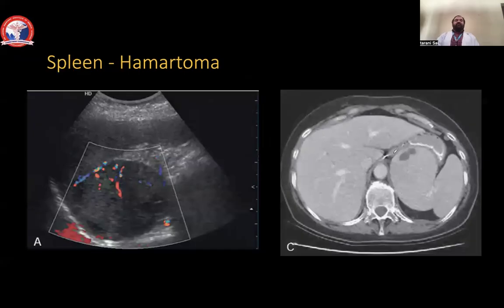Splenic hamartoma. We can see a longitudinal ultrasound image showing a large, well-defined soft tissue density mass, similar to that of the splenic cortex, with increased vascularity within. On CT taken in the venous phase, there is a peripheral enhancement of the mass.